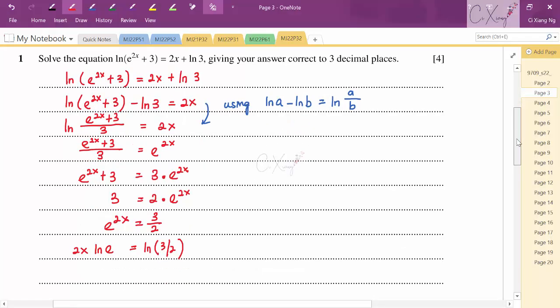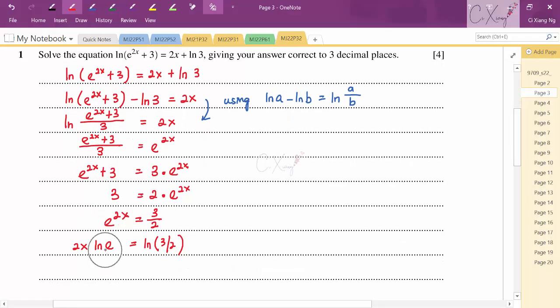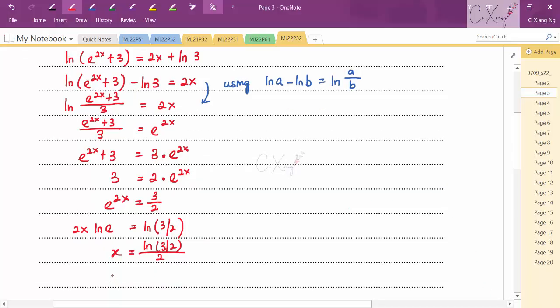Very easily you can see that ln e is actually 1. So on the left, I can bring the 2 over, where eventually I will get ln 3 over 2 divided by 2. And I have to correct my answer to 3 decimal places, so the value for x that I get here should be 0.203.